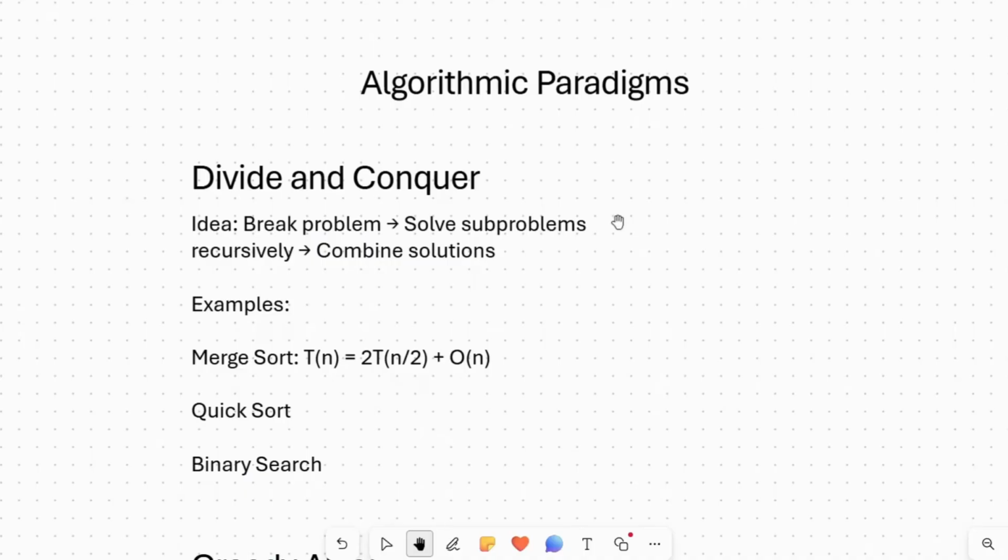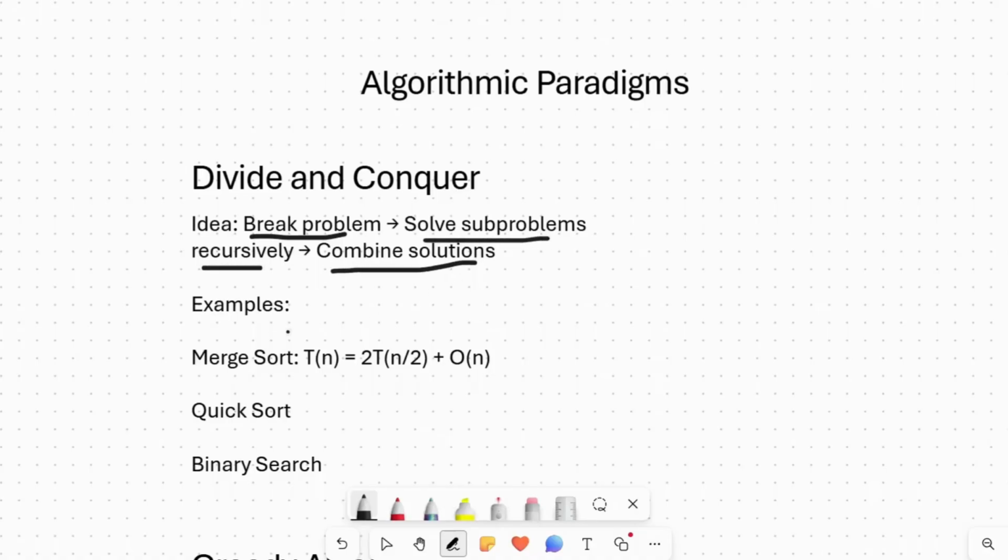Algorithmic paradigms. Let's learn about some important algorithms. The most important one, which we must know if we are computer science students, is divide and conquer. The idea: break the problem, solve the subproblems recursively, and combine the solutions. Merge sort is T(n) = 2T(n/2) + O(n). Others are quick sort and binary search.